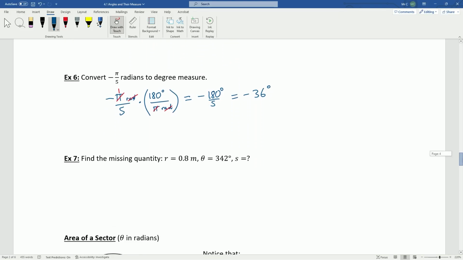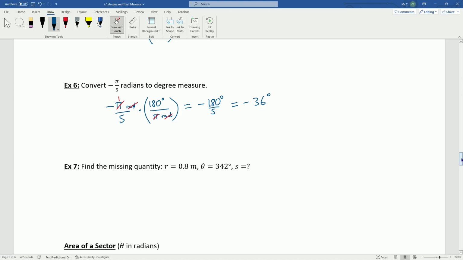Okay, so let's move on to this example. Example number 7, find the missing quantity. The radius here is equal to 0.8 meters. Theta is equal to 342 degrees. What is S? So, okay, we want to find S, and we know from earlier that S is the angle theta times the radius. But this is really crucially important.